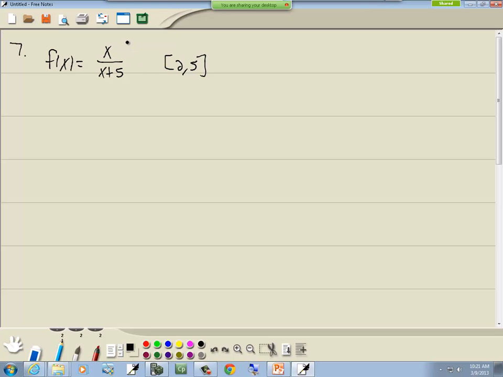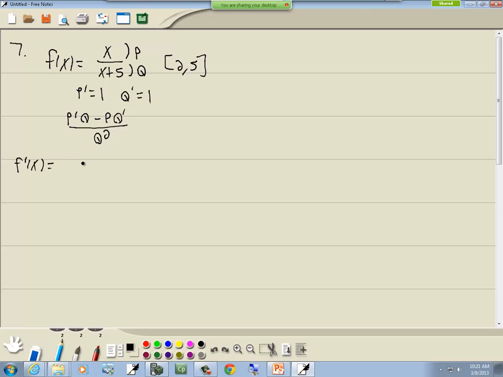What's something to keep in mind? Well, this is a quotient rule. Top part is p, the bottom part is q. p prime, the derivative of x, is 1. q prime, the derivative of x plus 5, is 1. So our quotient rule is p prime q minus p q prime over q squared.